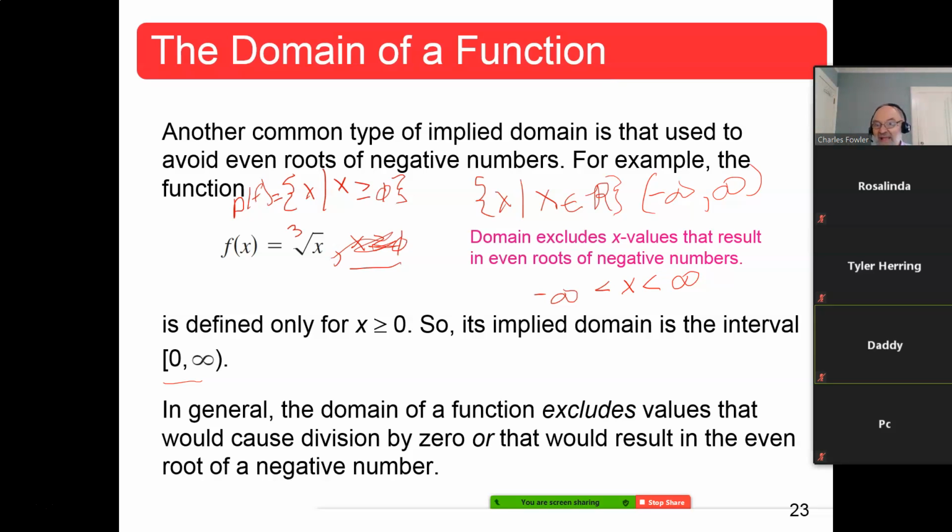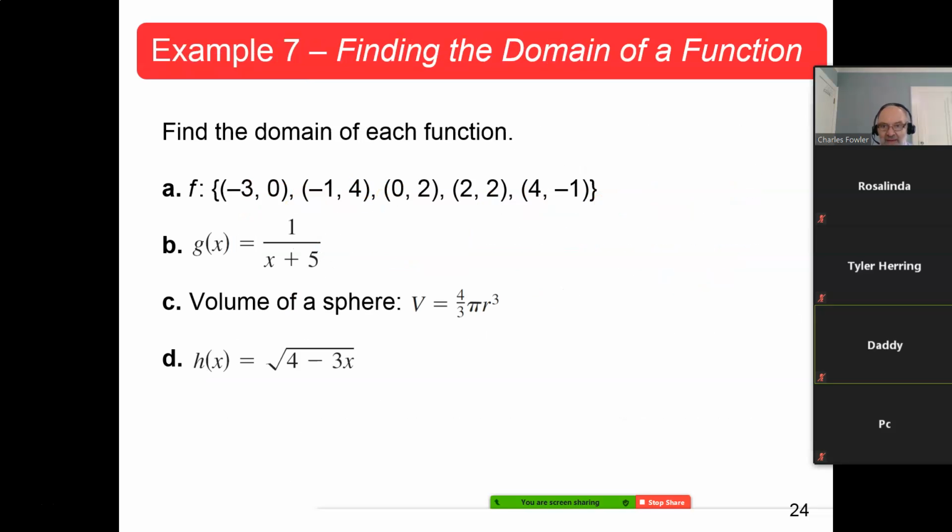That is if it's an odd root, a third root, a fifth root, a seventh root, any odd root. If this was a fourth root or a sixth root or an eighth root, any even root, then it has to be greater than or equal to 0. So even roots have restrictions, odd roots have no restrictions. Okay. Any questions on that? Anything we've done so far? Domain of a function. Any questions? Okay. Let's move on.